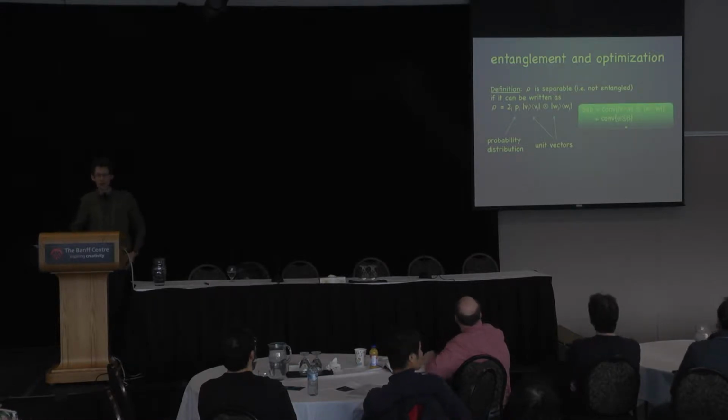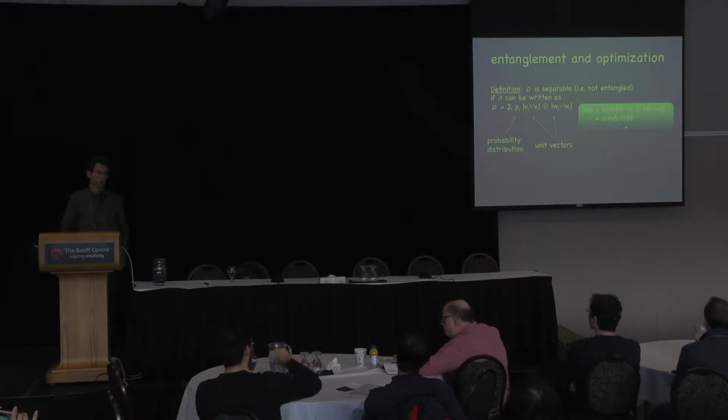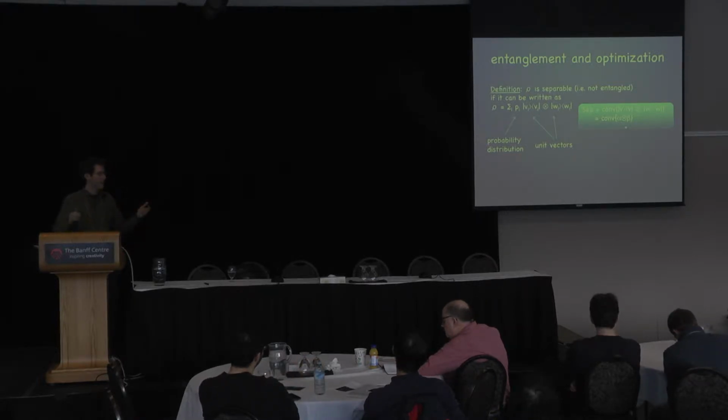Another way of saying it is, if conv means the convex hull, it's the convex hull of all pure product states, and the pure is unnecessary. It could just be the convex hull of all product states. That's the same thing. Okay, so this is separable. Everything outside of this is entangled. There are a few things we'd like to do with this set.